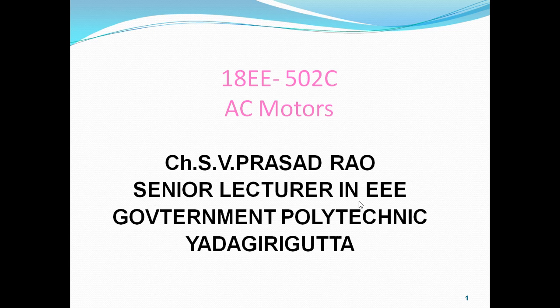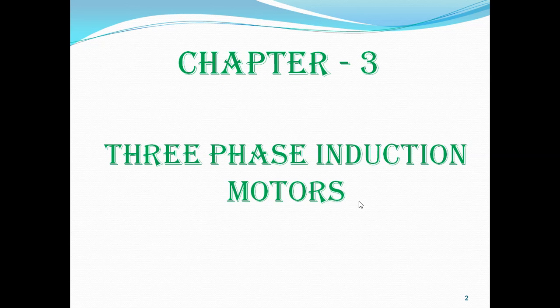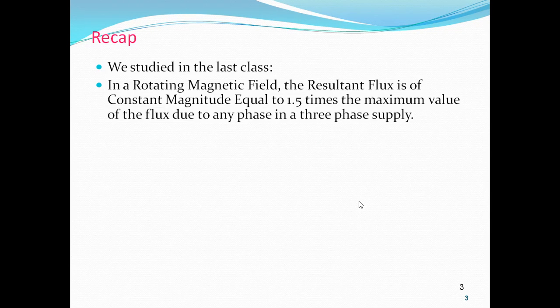Today, we are continuing AC motors. In this, we will continue the third chapter, that is three-phase induction motors. In the last class, we studied that the resultant magnetic field of a rotating magnetic field is equal to 1.5 times the maximum flux in any phase in a three-phase system.